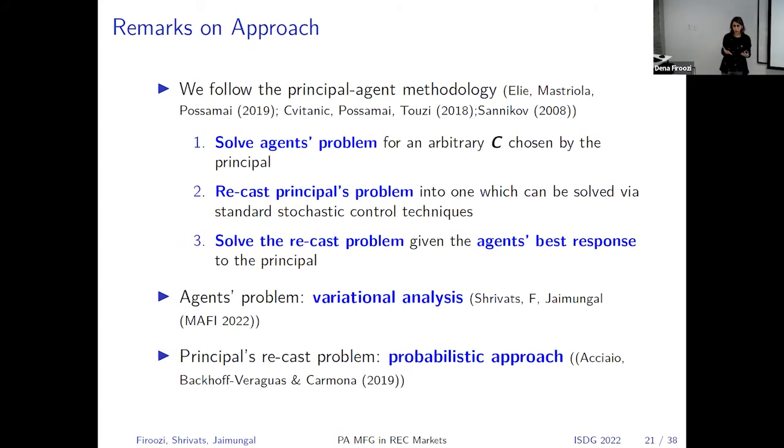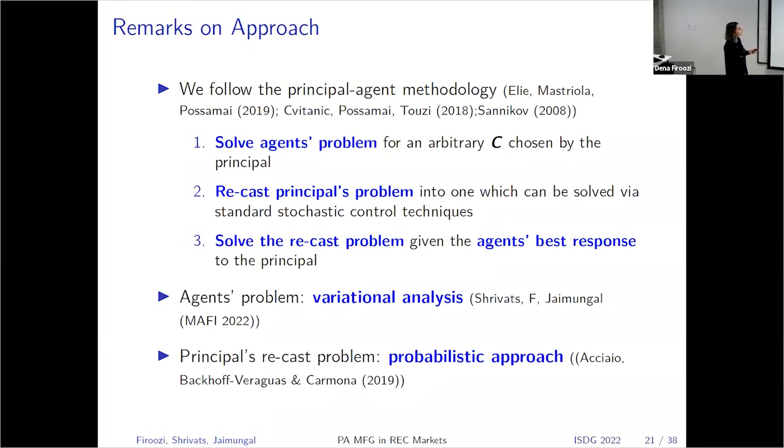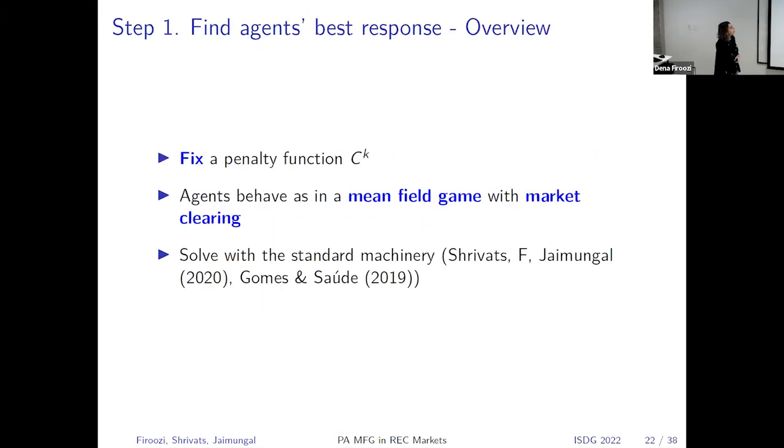Okay, now we follow the general methodology of principal-agent games. In the first step, we fix the penalty function and solve the agents' problem, obtaining the best response of agents to this fixed penalty function. Then we recast the principal's problem to a standard one to use standard techniques from stochastic control. And then, having the best response of agents to this fixed penalty function, we solve the recast problem for the principal. So what is now the optimal penalty function to obtain? For the agents' problem, we use a variational analysis, and for the principal's recast problem, we use a probabilistic approach. Now I'm going to give more details about each step.